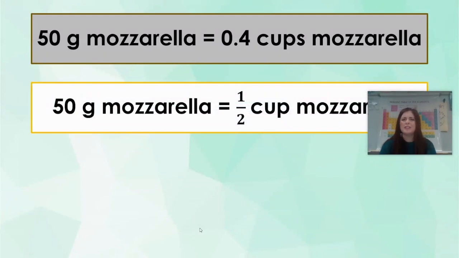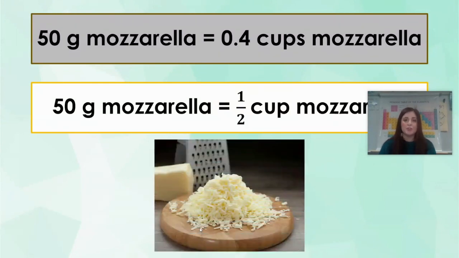If we represent this a little bit better, 50 grams is about a half a cup. Again, I would round up, so you could round down if you want to. But usually chefs and culinary artists tend to use fractions instead of decimals. And there's some cheese.